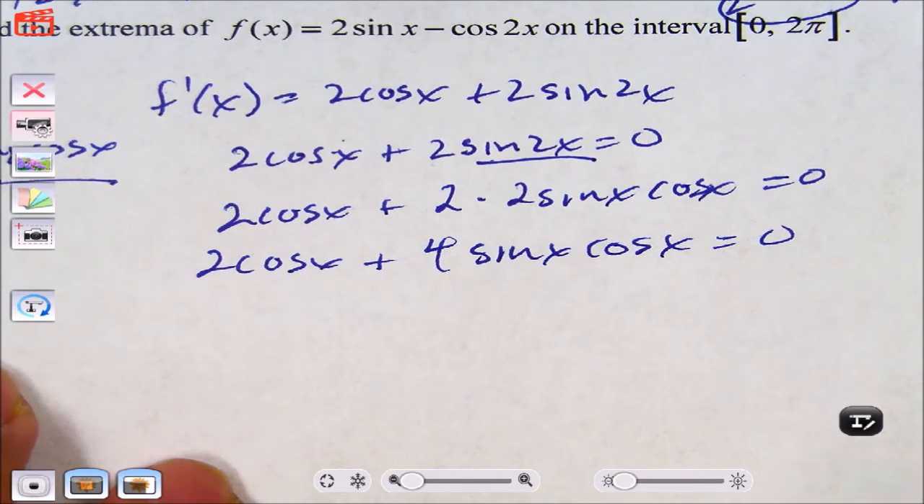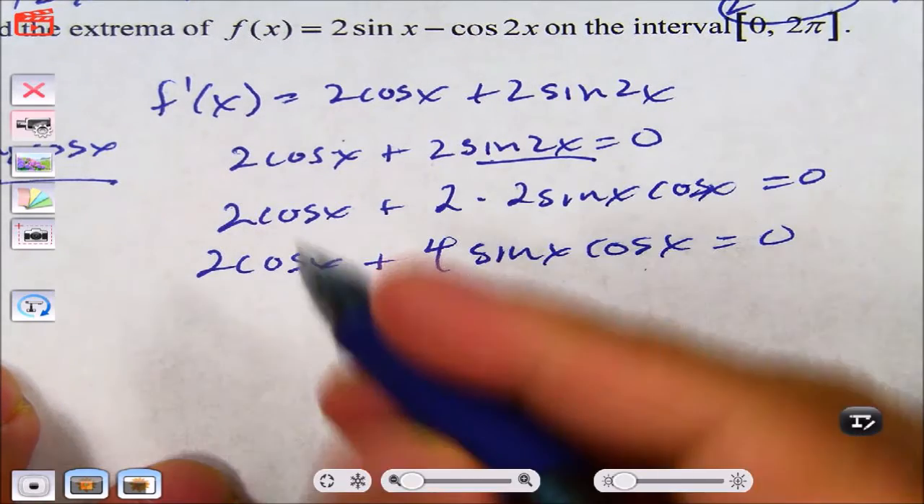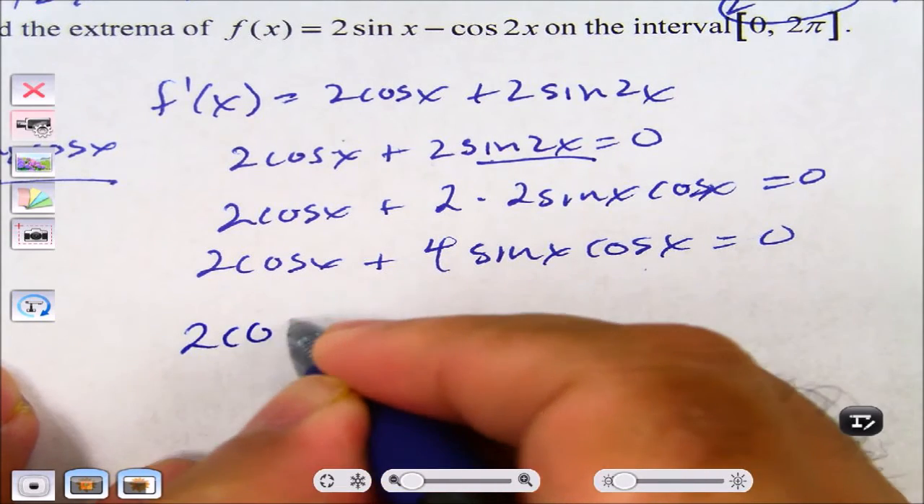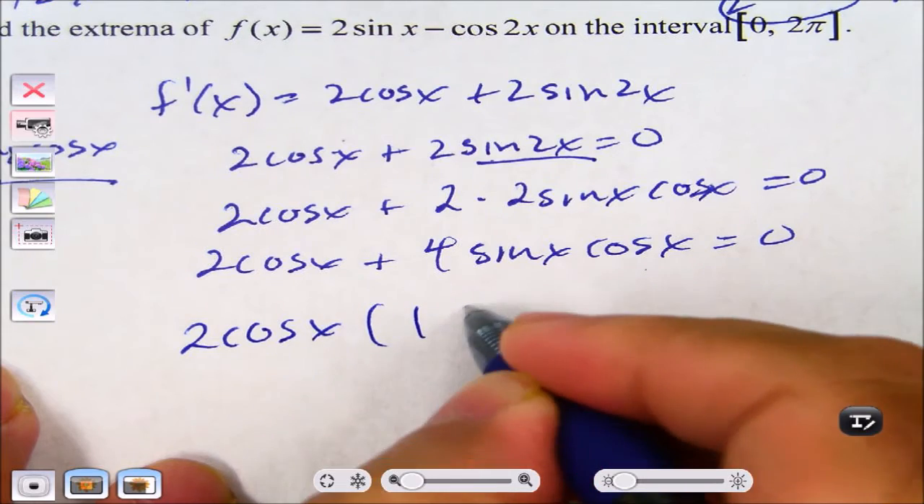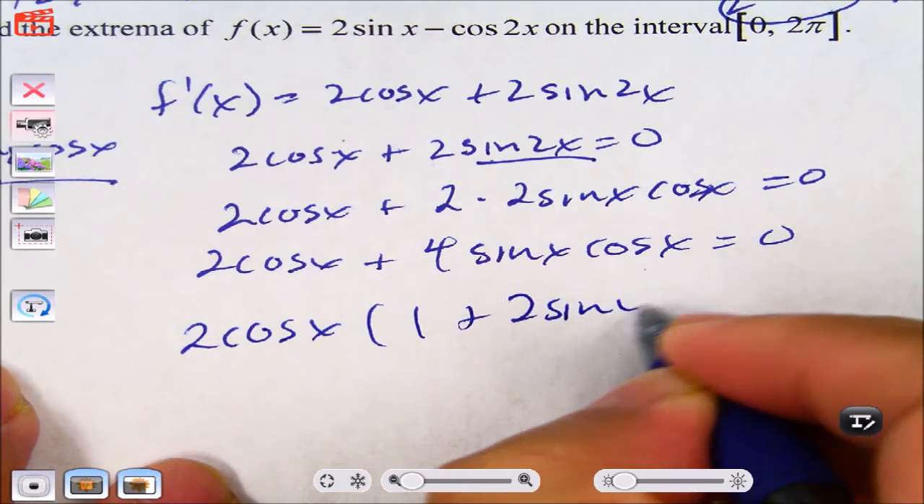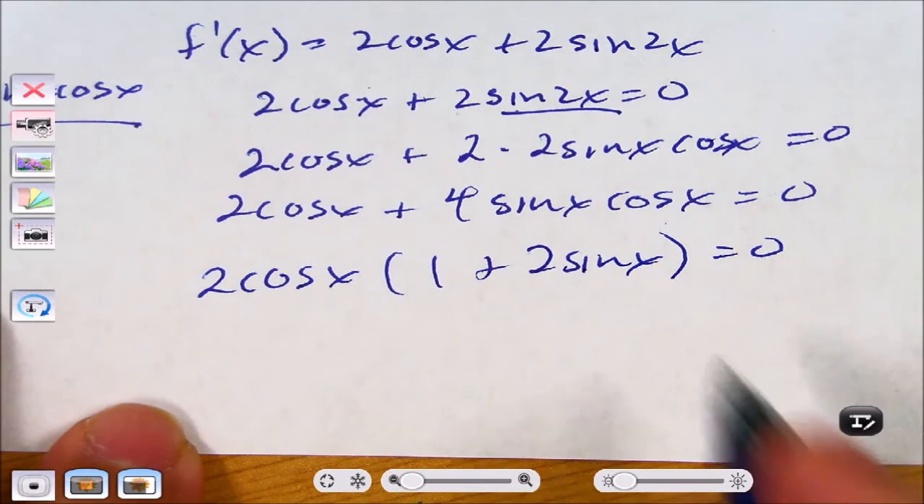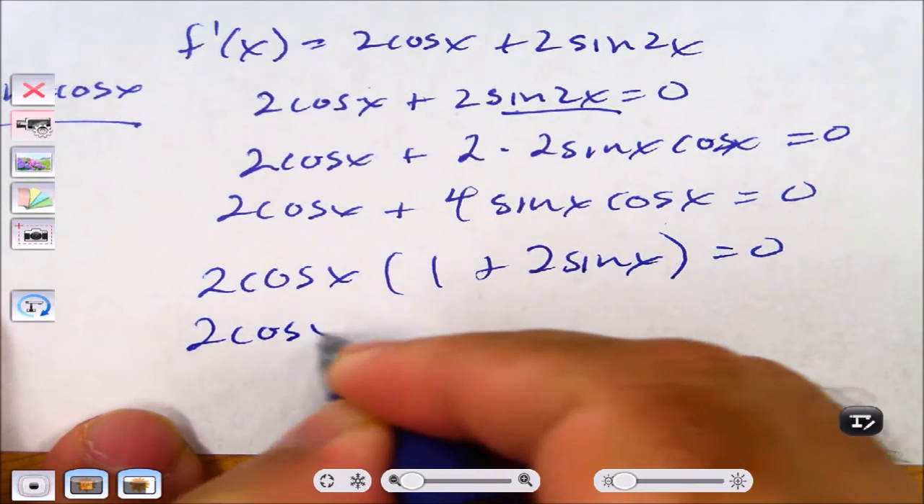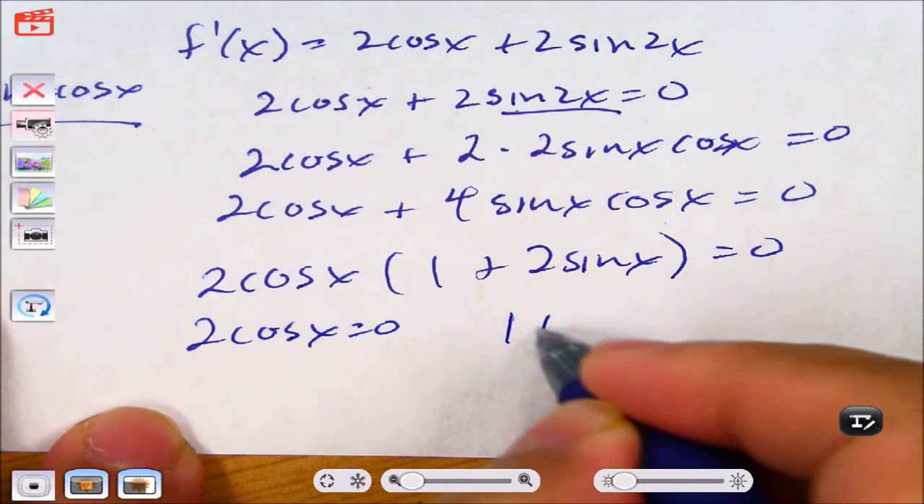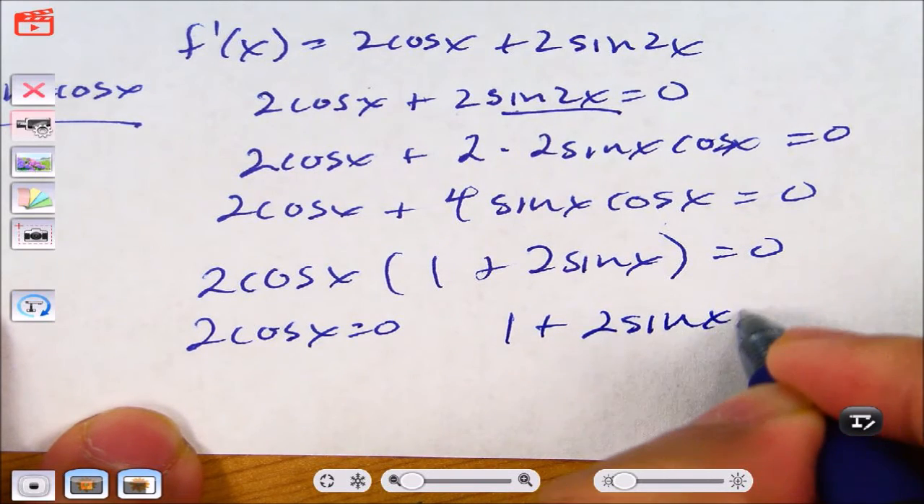All right, now we factor this. There's a common factor of cosine and 2. So we take 2 cosine x out of both terms as well. So that becomes 1 plus 2 sine x equals 0. Set each factor equal to 0. So we're going to do 2 cosine x equals 0, and 1 plus 2 sine x equals 0.